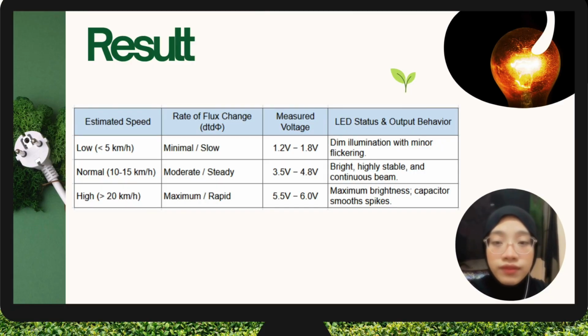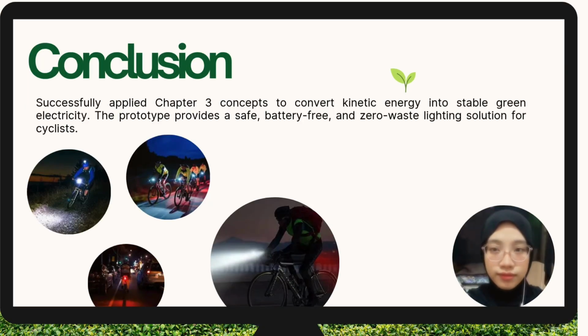This data perfectly validates Faraday's law, in which higher speeds cause a more rapid change in magnetic flux, which directly yields a higher induced EMF. Ultimately, the circuit successfully stabilizes this erratic raw AC energy into a highly reliable zero-carbon power source.